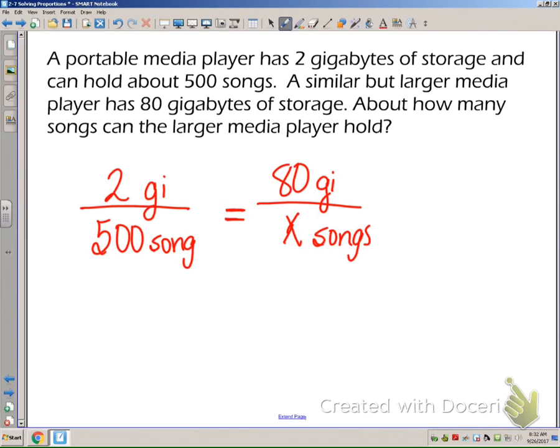So now we can cross multiply and divide. 2 times x gives me 2x. 80 times 500 would give me 40, and then my other 3 zeros, so 40,000. So if I divide both sides by 2, x is equal to 20,000 songs.